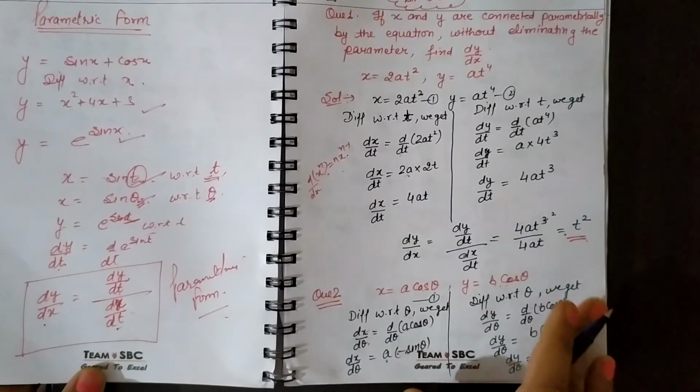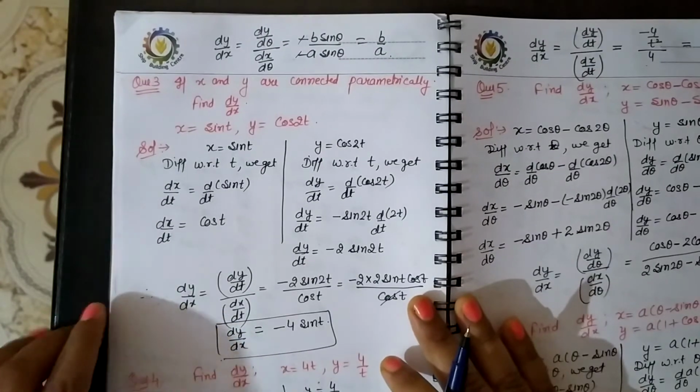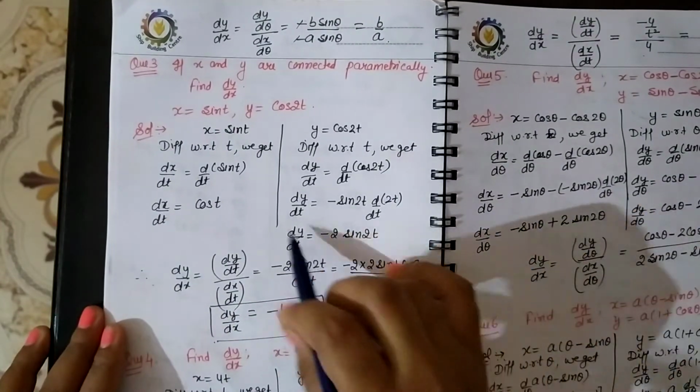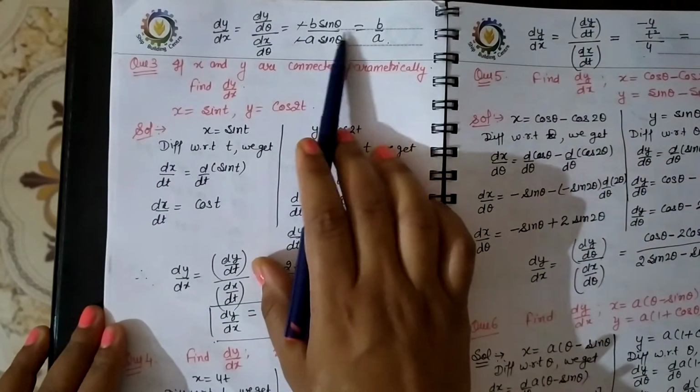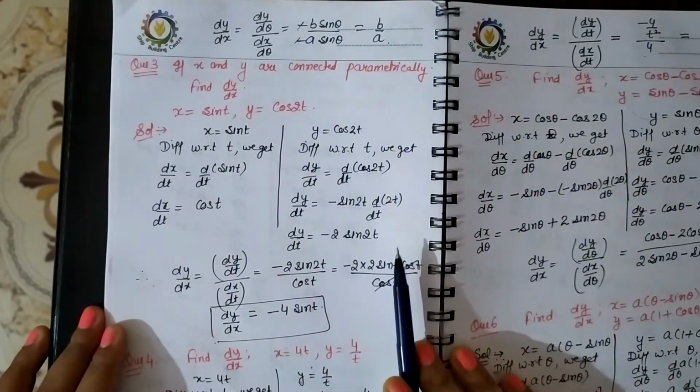Now you have to find dy by dx. So dy by dx is dy by d theta upon dx by d theta. So put the values. We get sin theta cancels with sin theta and minus cancels with minus. It becomes b upon a.